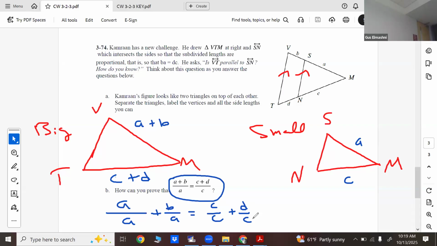So (A plus B) over A, (C plus D) over C. Now obviously I'm comparing this side to that side, this side to that side. I don't know if it's similar yet. I'm assuming that, but let's find out. In this statement, A plus B is being divided by one thing, and C plus D is being divided by one thing. You're allowed to break apart fractions. If I have two fractions with the same denominator, how do you add fractions with the same denominator?